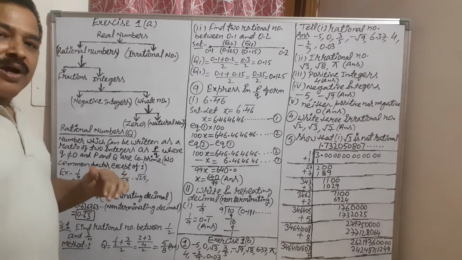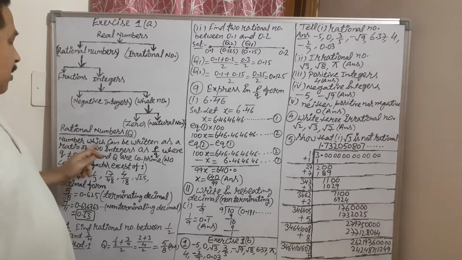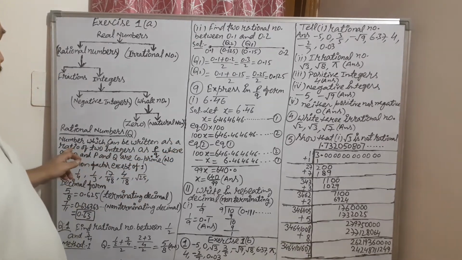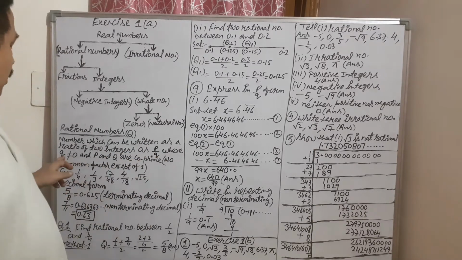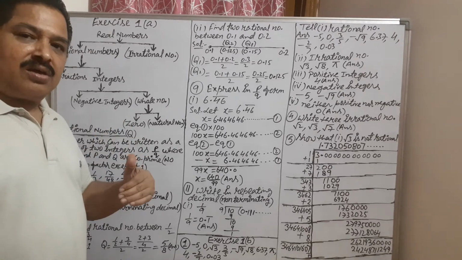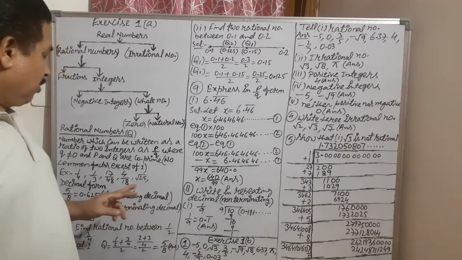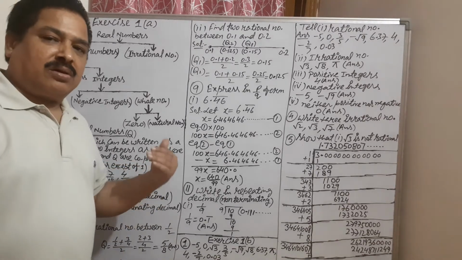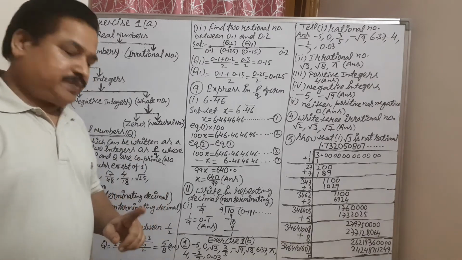And what is a rational number? A rational number is denoted by capital letter Q. Rational numbers are the numbers which can be written as the ratio of two integers as P by Q, where Q should not be 0. It can be written in the form of a fraction, but the denominator should not be 0. P and Q are co-prime. Co-prime means no common factor except 1.